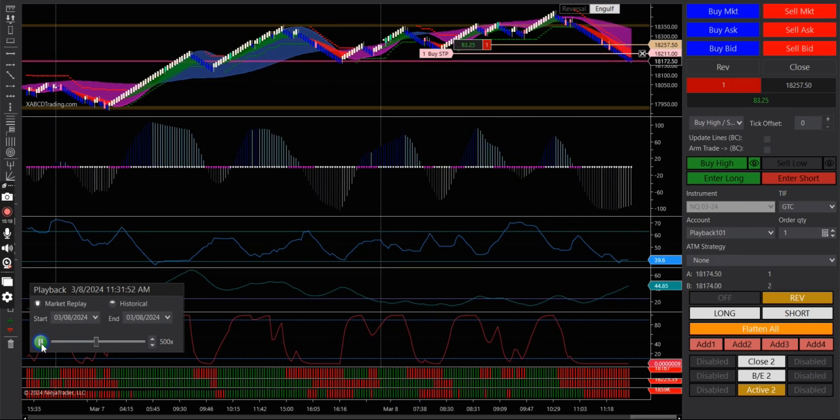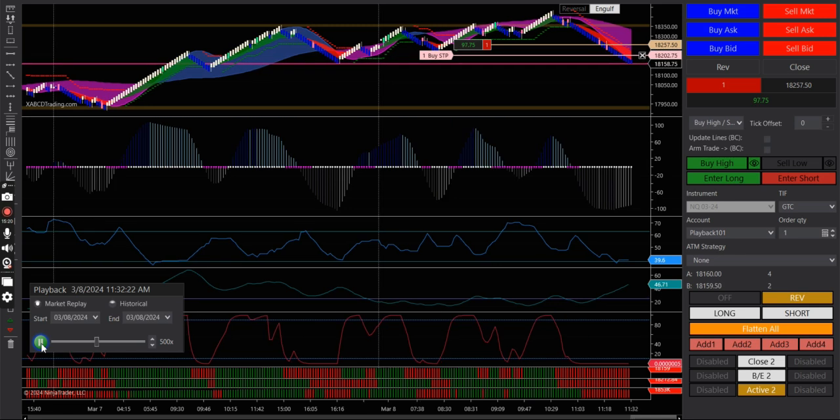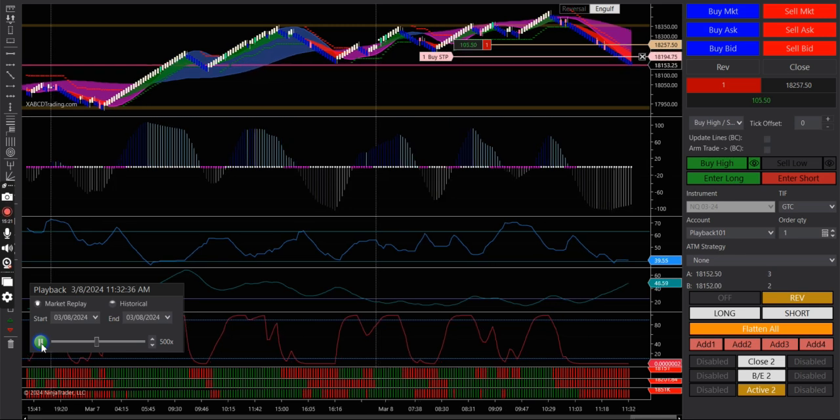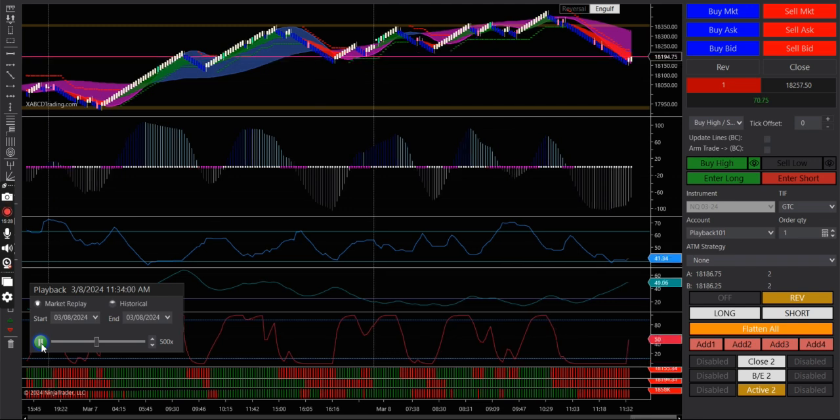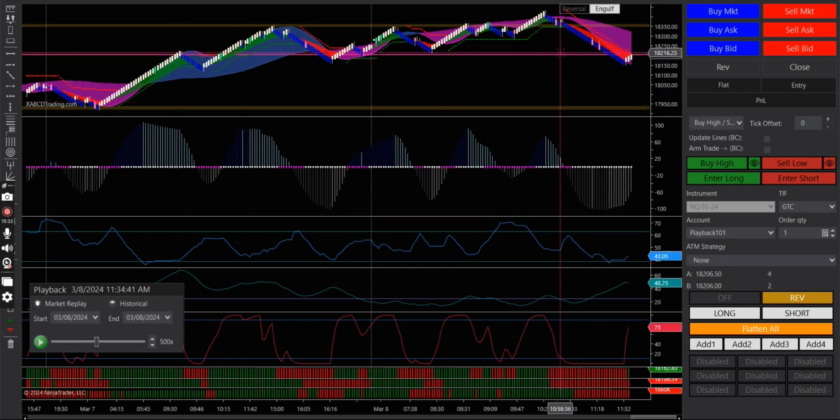Sometimes what I'll do, I'll move the stop loss right at the super trend, but sometimes I just let it go. If I get stopped out, I get stopped out. At least I've locked in $500 profit. So let me pause it here. So I got stopped out.